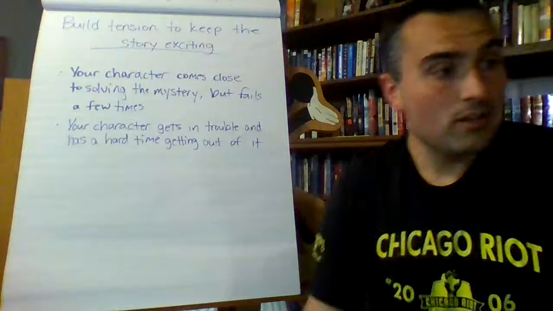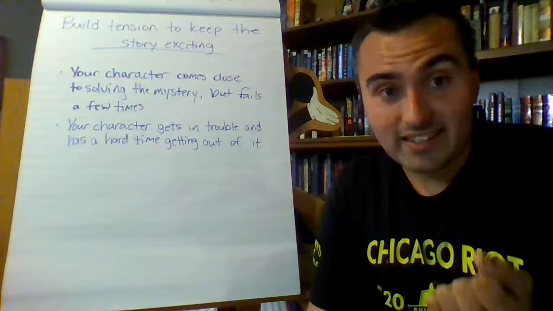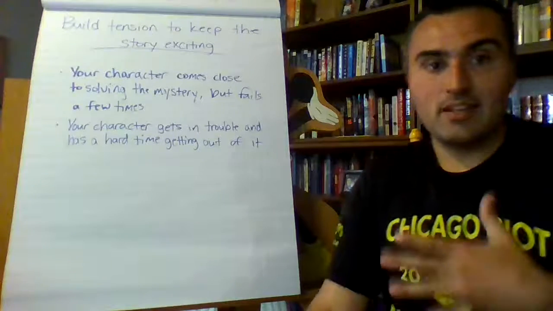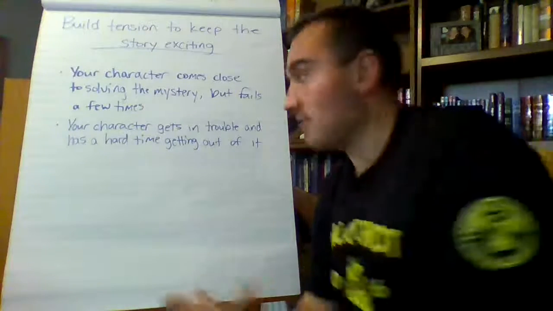Okay, so your character's weakness, if they're not good at something, maybe their weakness interferes with them solving the puzzle. So weakness interferes with crime solving.